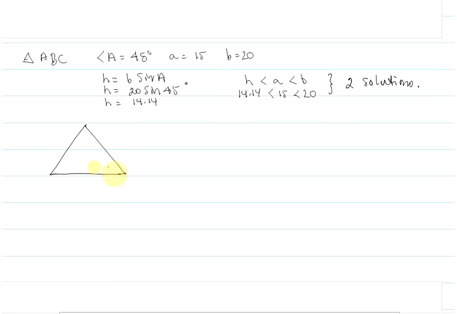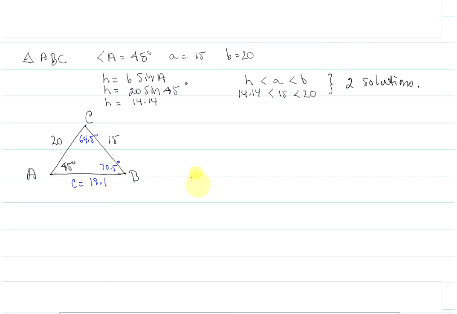Okay, where all the angles are acute. So you get A, B, C. You will find that we already know that side A is 15 and side B is 20, and that angle A is 45. That's what's given. When you solve this triangle, you will find that side C is 19.1, angle B is 70.5, and angle C is 64.5.